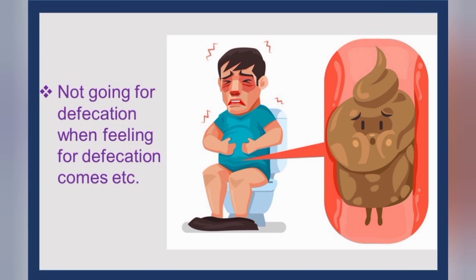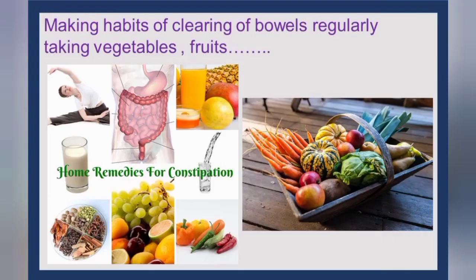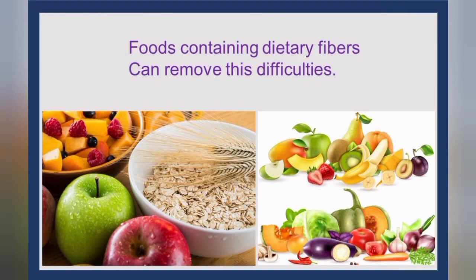Now we will know what the preventive measures could be that we can take. Making a habit of clearing bowels regularly, taking vegetables, fruits. Look at the pictures. These are the proper foods that we can take in our daily meal. Foods containing dietary fibers can remove these difficulties. Look at the picture. Here we are showing you the type of food items which contain fibers, and that is very effective for our health.